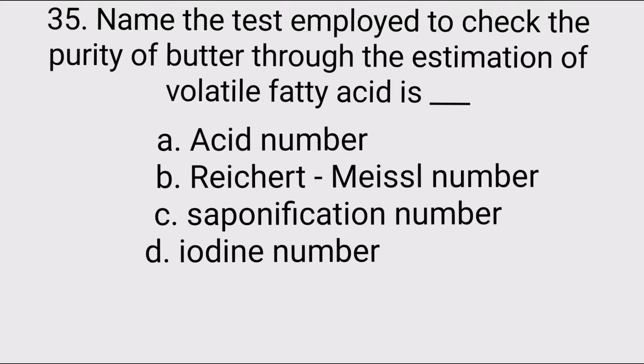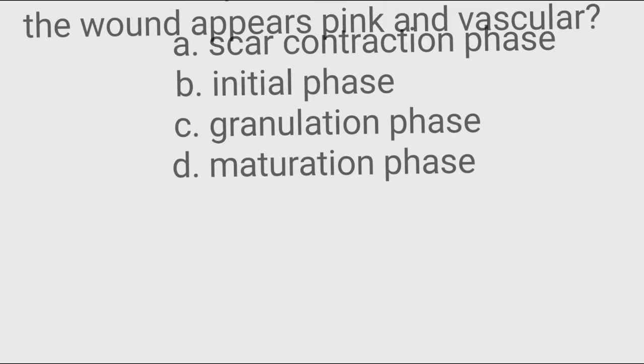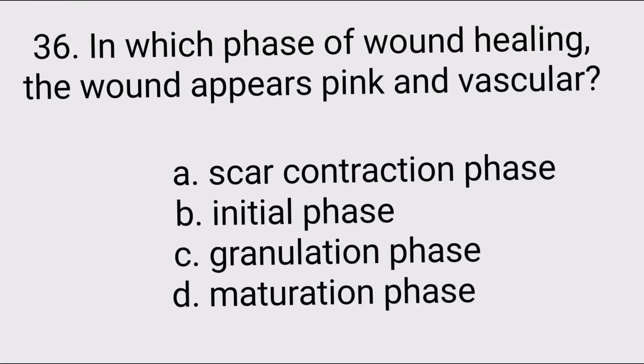Name the test employed to check the purity of butter through the estimation of volatile fatty acid. The right answer is option B, Reichert-Meissl number. In which phase of wound healing does the wound appear pink and vascular? The right answer is option C, granulation phase.